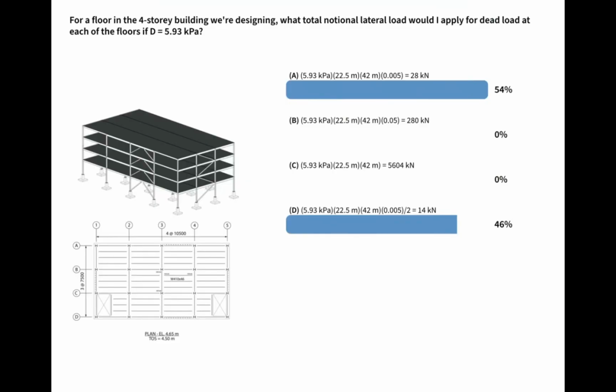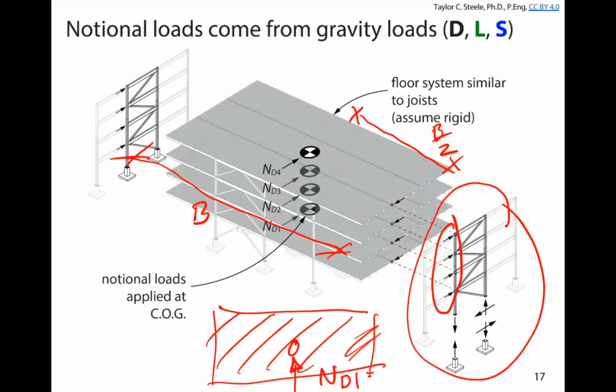And what we need to do is take 0.005 times, not percent, but 0.5%, times the 5,604 kilonewtons or whatever that is. And that gives us a total notional lateral load of 28 kilonewtons acting at that floor level.